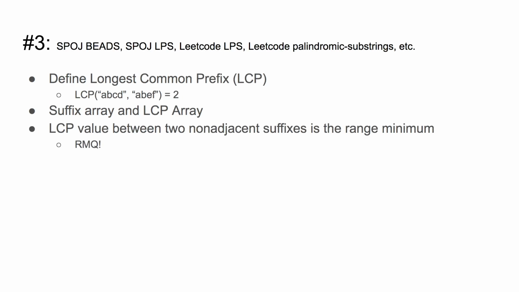The last application, actually not the penultimate application, is there's a lot of problems you could do this on, but basically it's a string theoretic thing. We define the longest common prefix between 2 strings to be the longest common prefix. If you have ABCD and ABEF, the longest common prefix is AB, which has a length of 2. The LCP is the length of the prefix, basically.